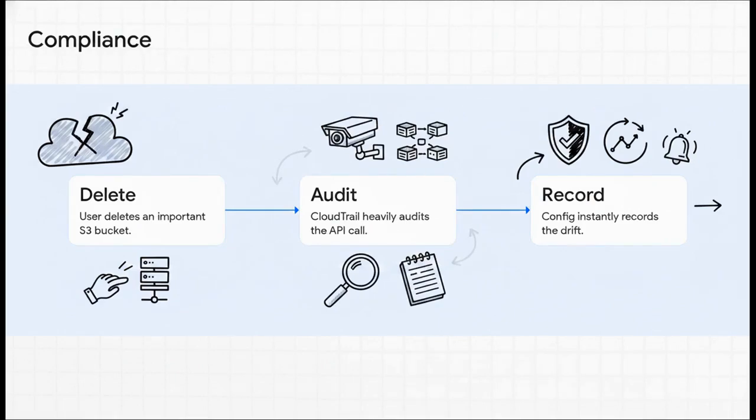Step 1, an unauthorized user accidentally deletes a really important S3 storage bucket. Yikes. Step 2, our security camera, CloudTrail, meticulously audits the exact API call, logging exactly who did it and exactly when. Step 3, our health inspector, AWS Config, immediately records the configuration change, also known as drift, flagging the system as non-compliant so your security teams can instantly investigate and restore the data.